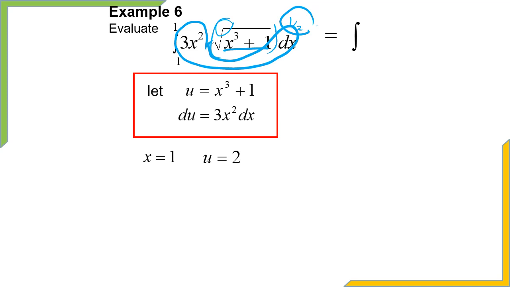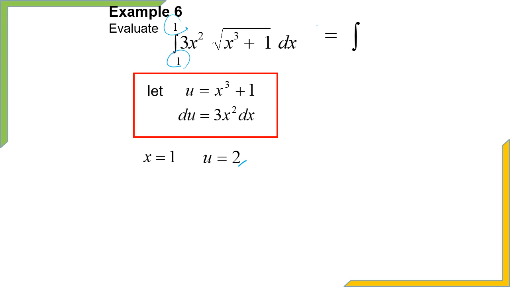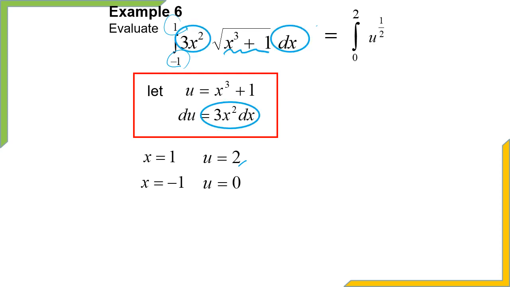Okay, I forgot again, we need to find the new limits. So what is the new limit? When x equals 1, u equals 1 cubed plus 1, which is equal to 2. And when x equals -1, u is equal to -1 cubed, which is -1, plus 1 is 0. So it's from 0 to 2 of u to the power of 1 over 2 du. We have a square root there, so it's to the power of 1 over 2, and 3x squared dx is equal to du.